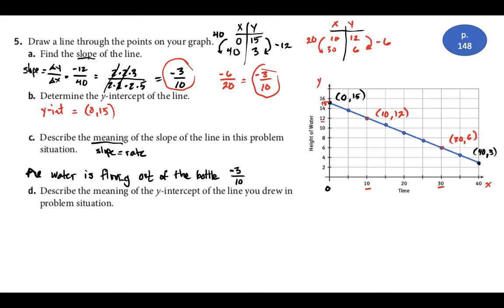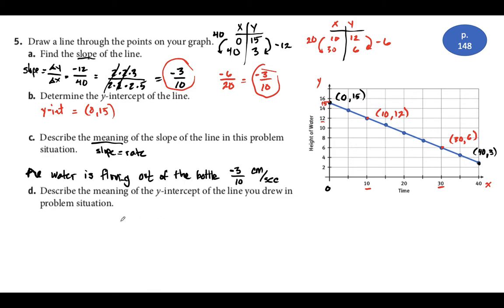If you're going to tell me the meaning of the slope, put some units on that slope. It's always going to be the units of y over the units of x, because that's how you found slope, right? Change in y over change in x. So units of y are centimeters of water over the units of x, which is seconds, time in seconds. So the rate of the water flowing out of the water bottle is -3 tenths centimeters per second. Or I could say for every 10 seconds, I'm losing 3 centimeters of water, right?